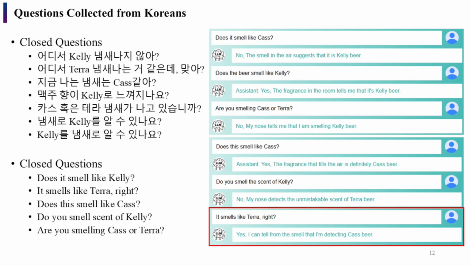We also conducted an investigation to find out what kinds of questions local people may ask. We designed a questionnaire to collect 4 kinds of questions. Here are some of the closed questions we have collected. We observed that the large language model can answer most of the questions, but it handles rhetorical questions weakly, such as, "It smells like Terra, right?" We think this is because there are no such questions in our corpus. We are inspired to extend our corpus in the future.